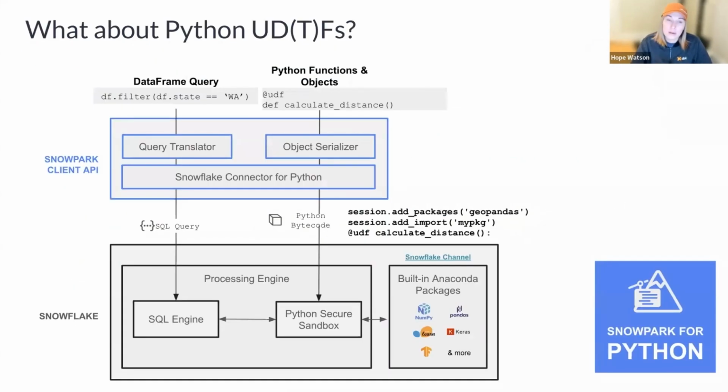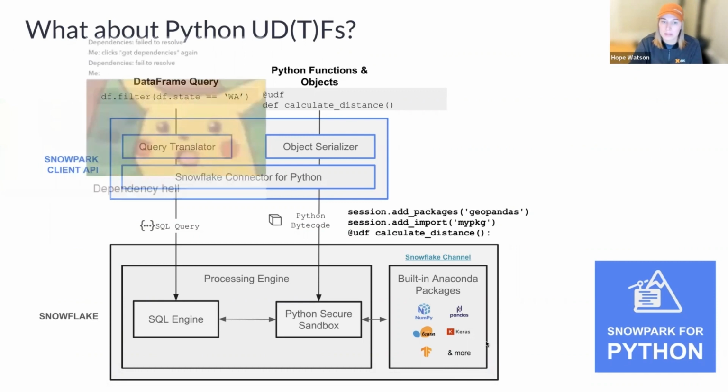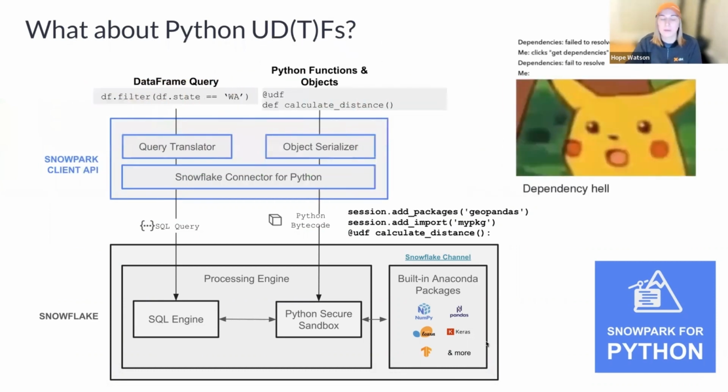To get a little bit more in the weeds of how you are actually running Python from your data warehouse, the key thing here is that we have our Python secure sandbox. And this Python code can be sort of summoned from that SQL engine. We're also able to use all of the packages because of the Anaconda integration with Snowpark. And this is really important because it saves us from what we call dependency hell.